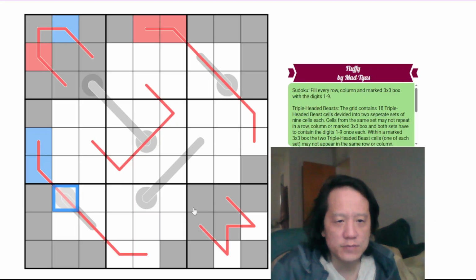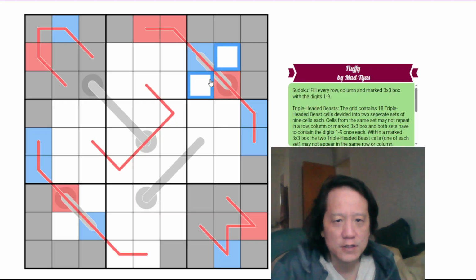This was 1. You cannot have triple-headed beasts in the same box be in the same row or column. And we know one of these two is, so both of them must be. So this is red, this is blue, which makes this red, which makes that blue. So this must be blue here. This is red because it's opposite there, so this is blue.